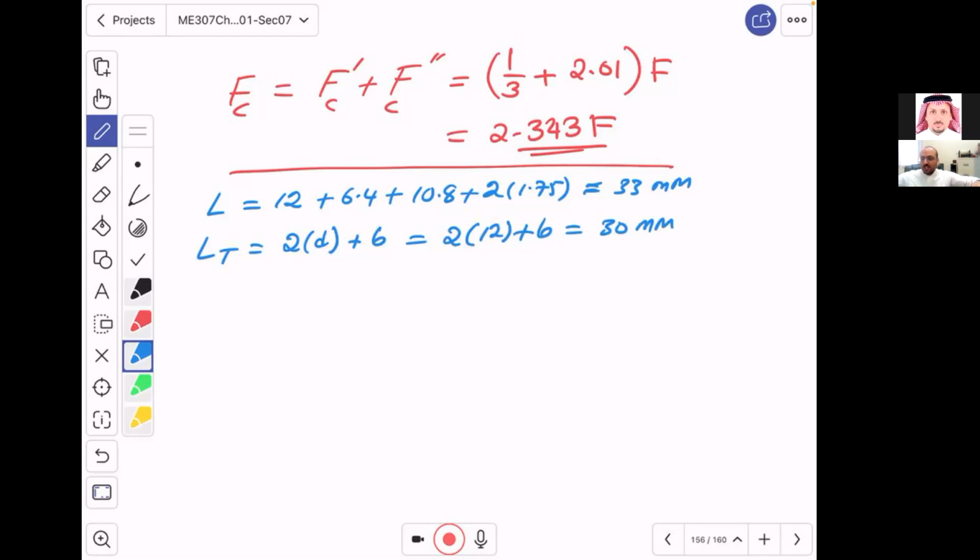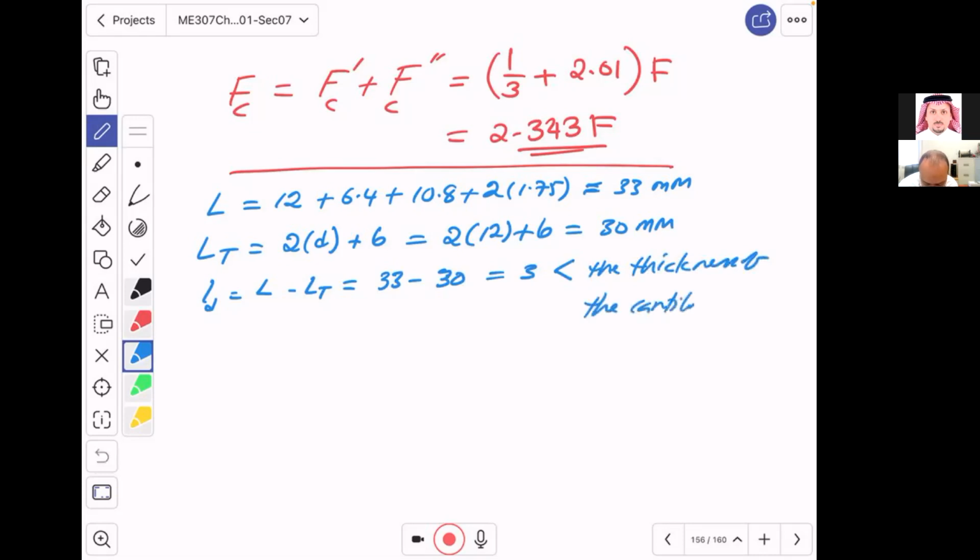Wow, 30 millimeters threaded bar out of how much? Out of 33. So LD is equal to L capital minus LT, which is reasonably 3 millimeters. It is 33 minus 30, which is equal to 3, which is less than the thickness of the cantilever.